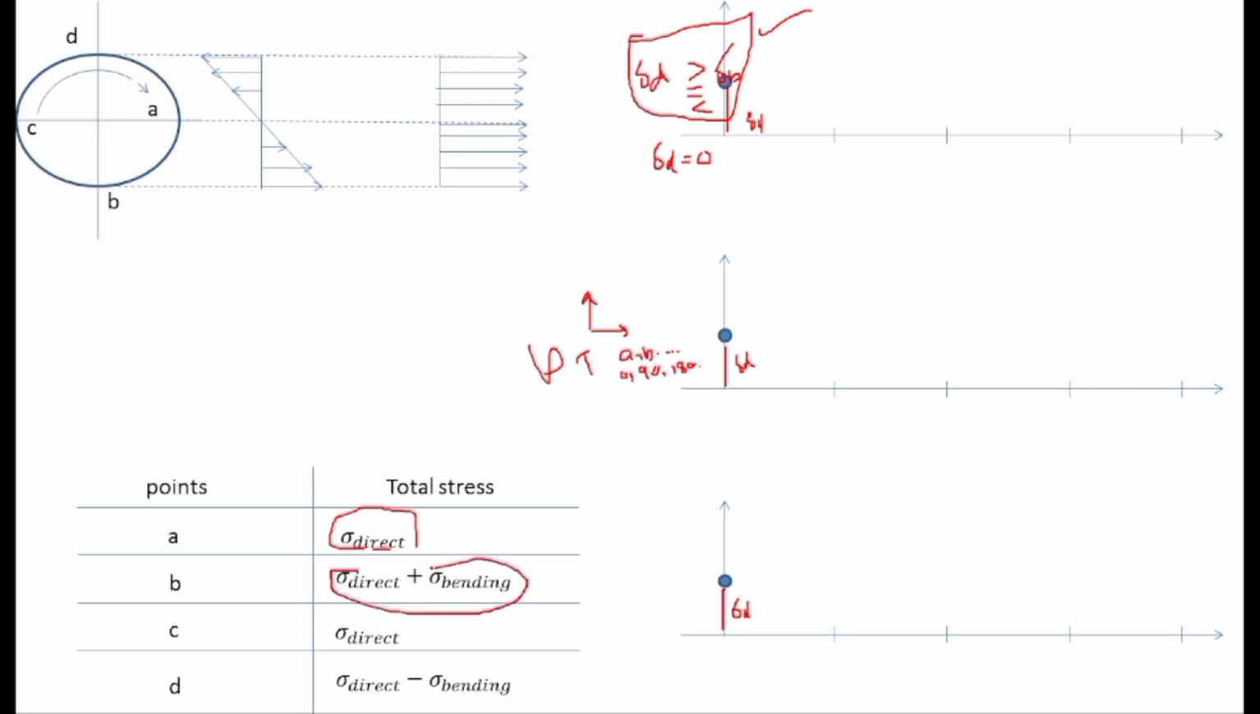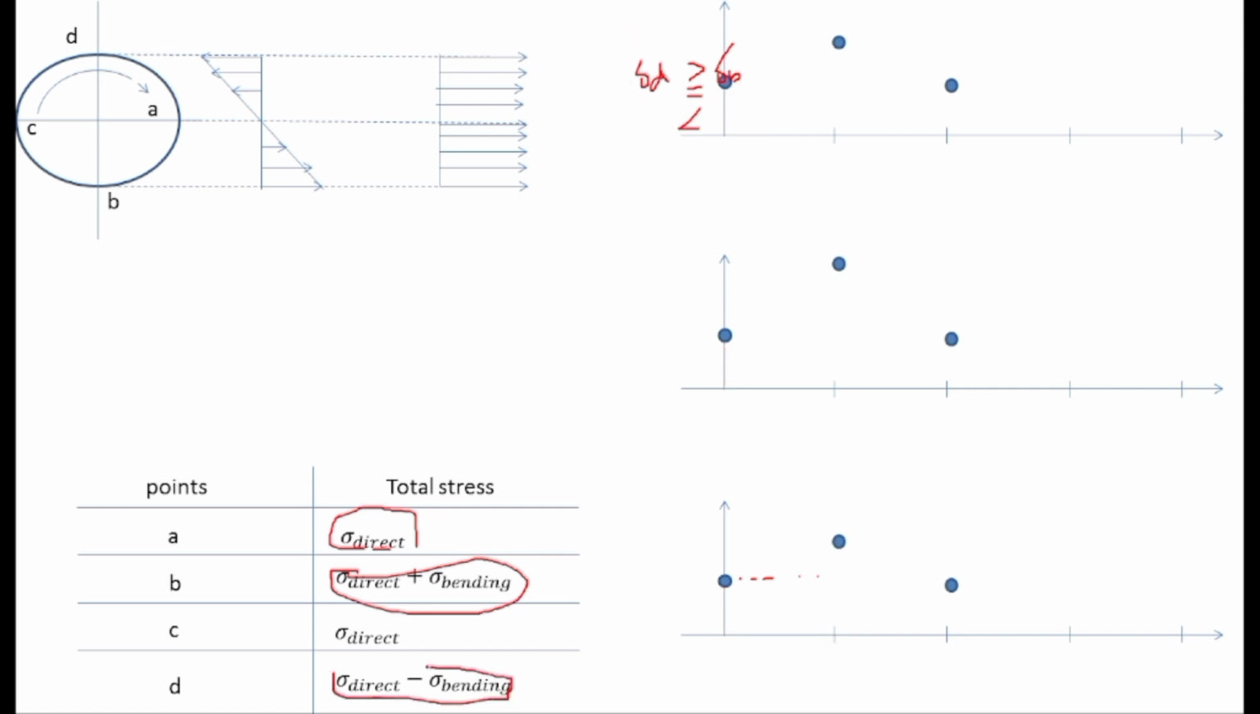Now at point B, the bending stress is added with the direct stress. Let's say this was the direct stress and this was the amount of the bending stress, so total stress will be equal to this. So this is the point B for different cases. And again at C, the total stress is equal to direct stress. Now at point D, you can see that the total stress is equal to direct stress minus bending stress. So for the first case, when the direct stress is greater than the bending stress, it will give you some value greater than 0. And for the case C, that is when direct stress is equal to the bending stress.